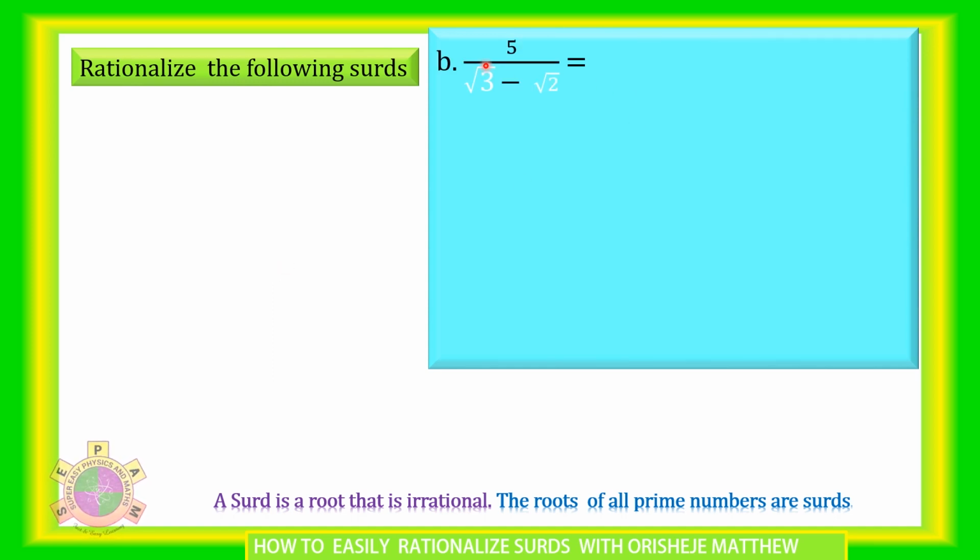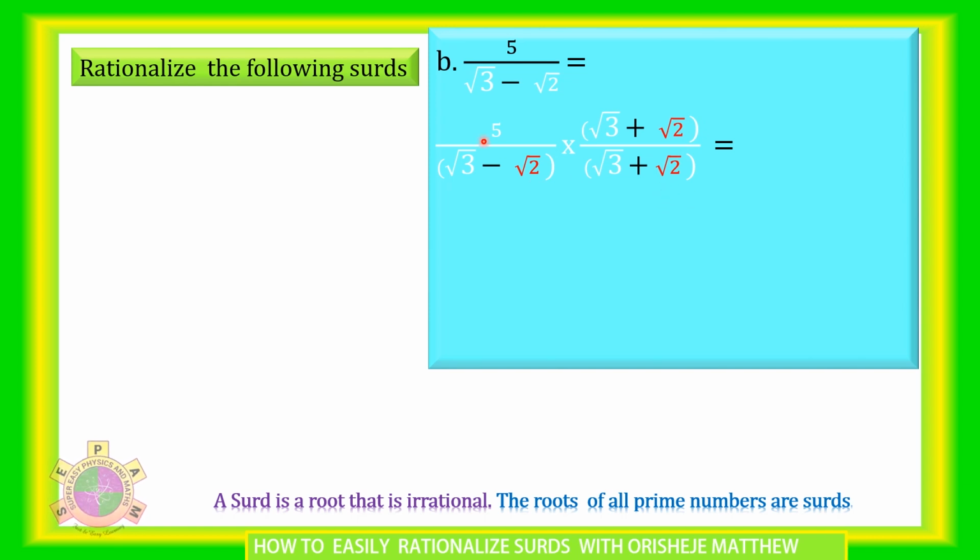Now rationalize 5 over root 3 take away root 2. For you to do this, in this case, you know that whenever you multiply a SURD by its conjugate, you can easily convert it to a rational number. So what we need to do is multiply both the numerator and denominator by the conjugate of root 3 take away root 2, which is root 3 plus root 2. So let's use it to multiply both the numerator and denominator. So this is the conjugate, root 3 plus root 2.